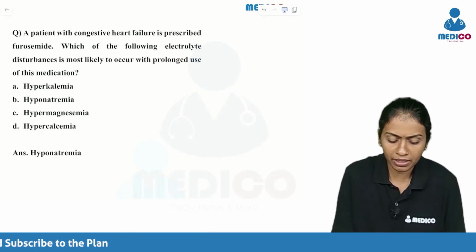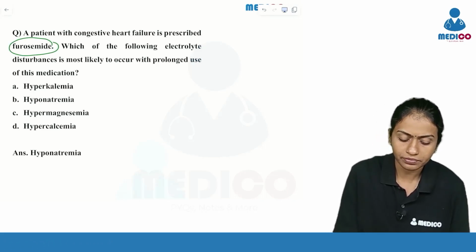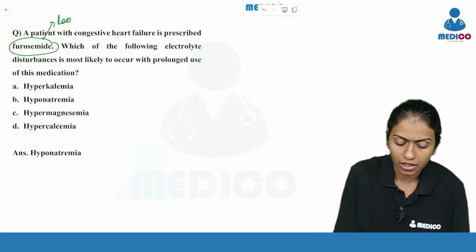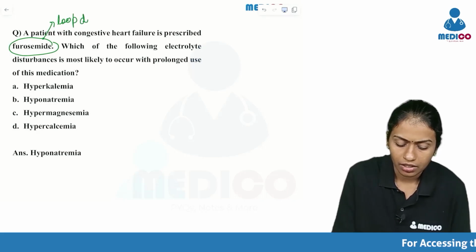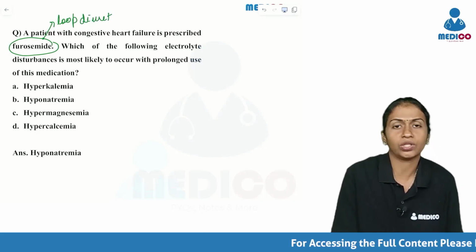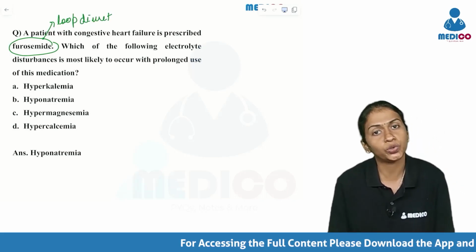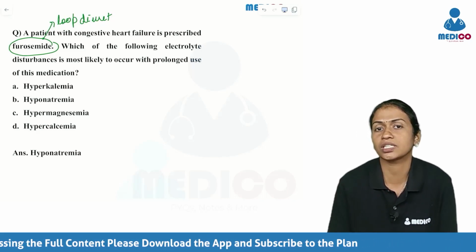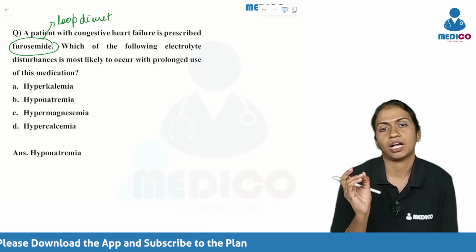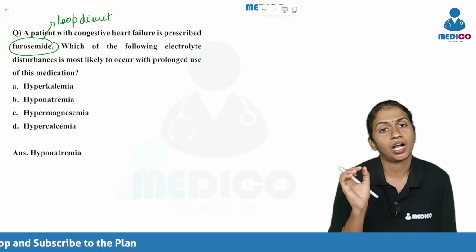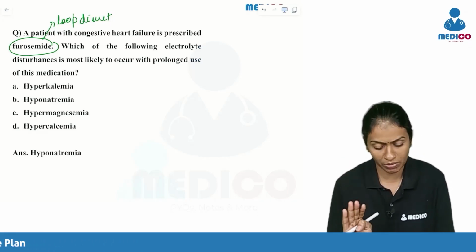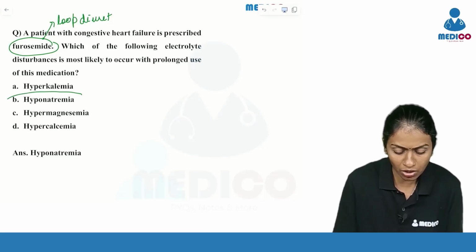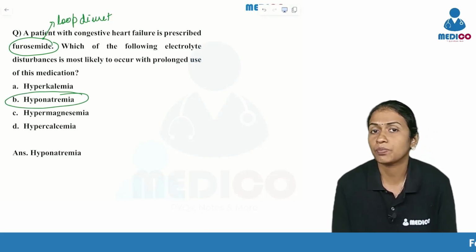Now, what is furosemide? Furosemide is a loop diuretic and it acts on the loop of Henle. That is why it is called a loop diuretic. And what are the electrolyte imbalances it can cause? It can cause hyponatremia, hypokalemia, hypocalcemia and hypomagnesemia. So among the options, the answer is hyponatremia.